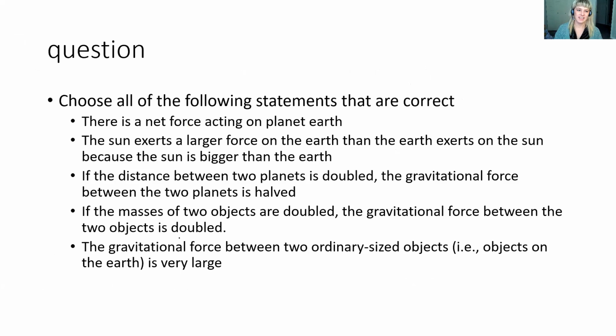Review question for you again. Choose all of the following statements that are correct. There is a net force acting on planet Earth. The sun exerts a larger force on the Earth than the Earth exerts on the sun because the sun is bigger than the Earth. If the distance between 2 planets is doubled, the gravitational force between them is halved. If the masses of 2 objects are doubled, the gravitational force between the 2 objects is doubled. Gravitational force between 2 ordinary sized objects is very large. Pause the video, decide which statements you think are true, and then we will come back to discuss.